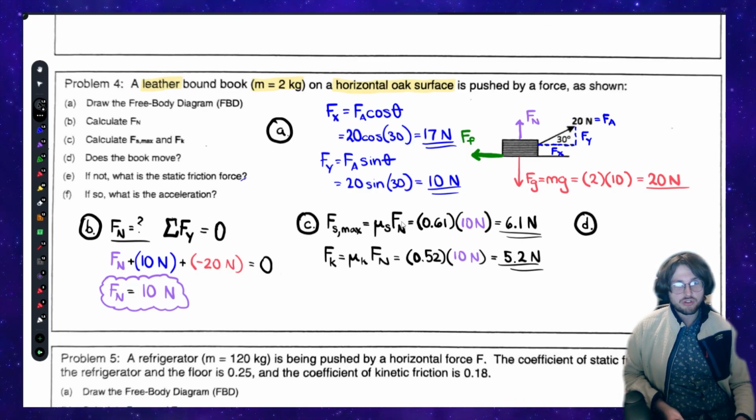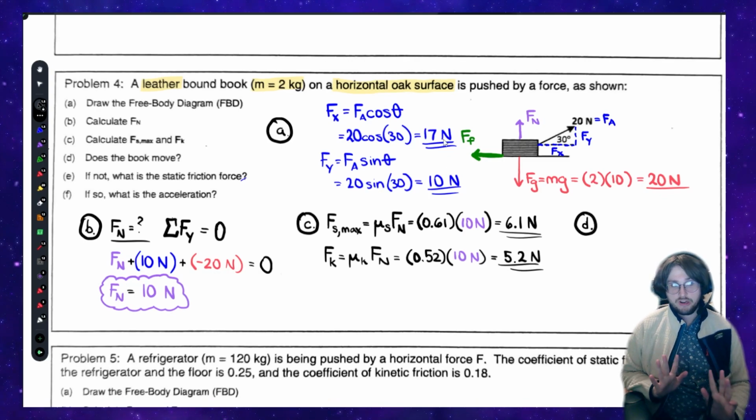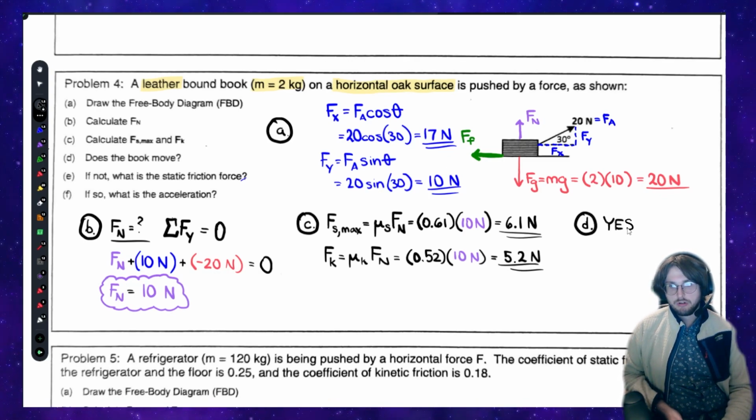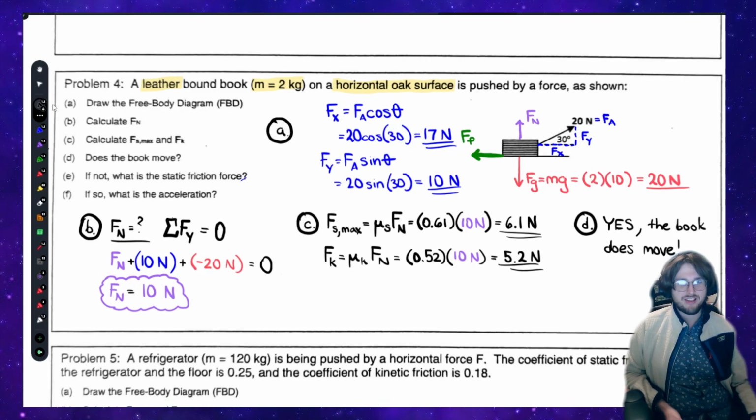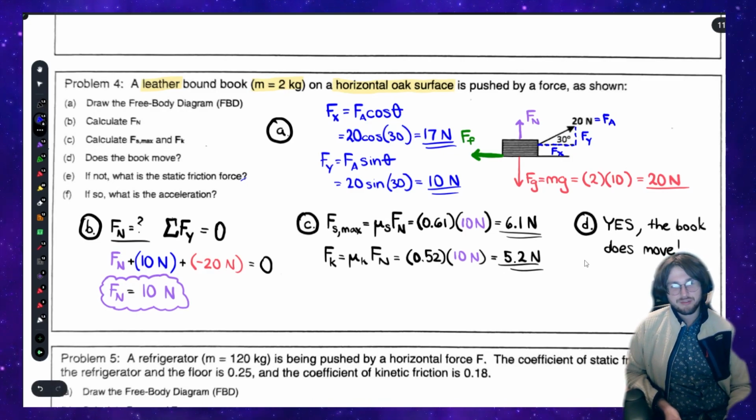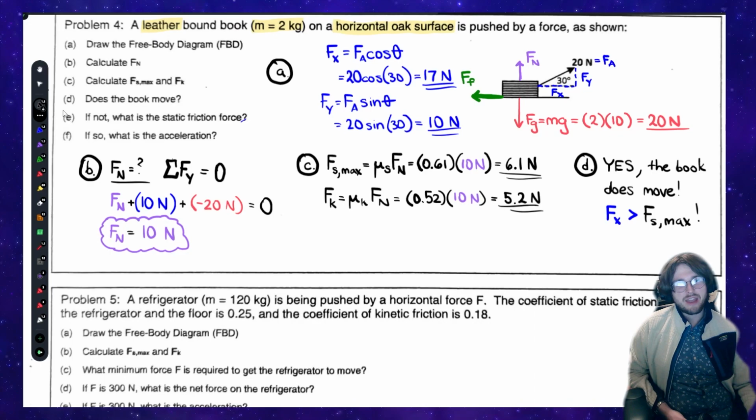So really just looking at static friction off the bat, if we're assuming this book isn't moving to start with, then 17 newtons is more than enough to break static friction. Just from that alone, yes, the book does move. And the reason for that is because Fx is quite a bit larger than static friction. From there, we have a choose your own adventure, and we want to move on to part F. So I'm going to end the problem on that.